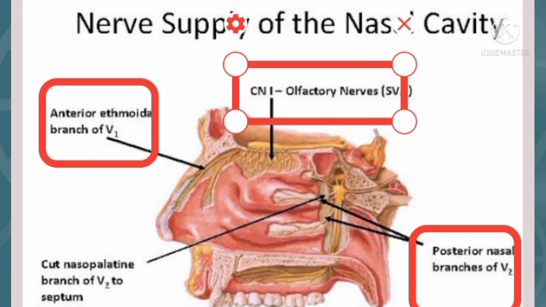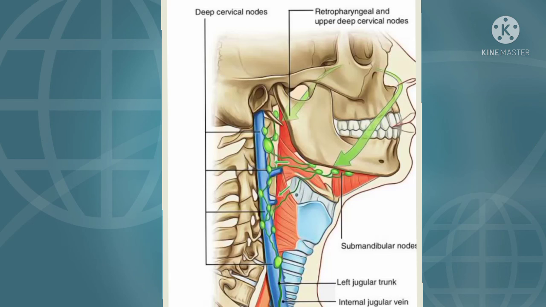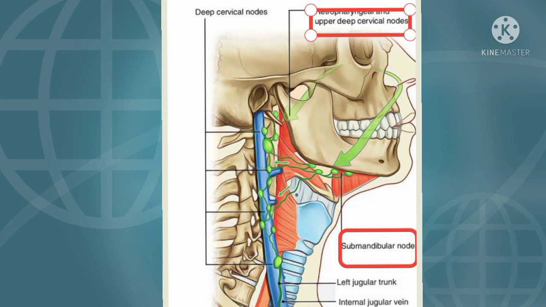Now we will discuss the lymphatic drainage of the nasal septum. As you can see in the figure, the lymphatics from the anterior part of the nasal septum drain into the submandibular lymph nodes, and this is the submandibular lymph node, and the lymphatics from the posterior half of the nasal septum drain into the retropharyngeal and deep cervical lymph nodes. These are the retropharyngeal and deep cervical lymph nodes.